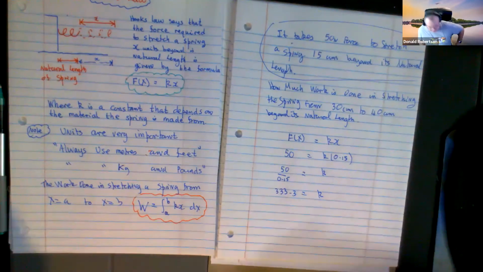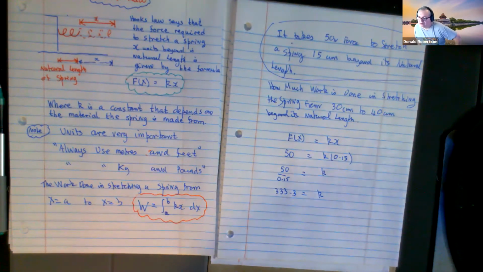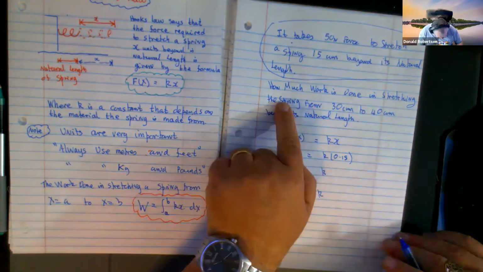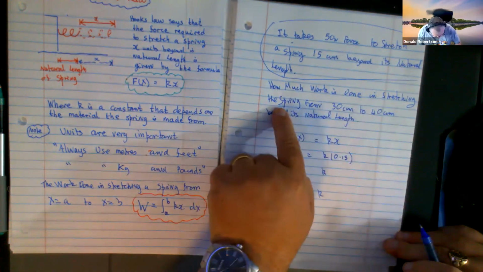And since this is a physics class, can you imagine you're just going to get ugly numbers? Because I've actually rounded that off to 1 decimal place. Now, the question, how much work is done in stretching it from 30 to 40?